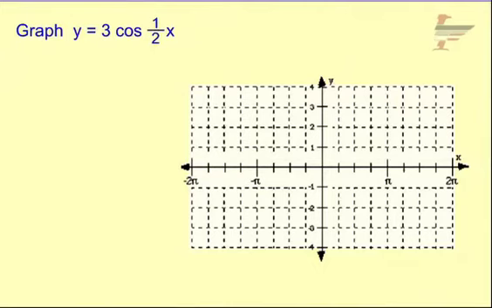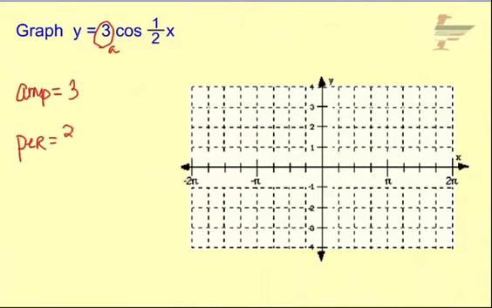Half y equals 3 times the cosine of 1/2 x. So we start by identifying the amplitude. Amplitude is that value in front of the cosine. So our amplitude is 3. Next we find the period.